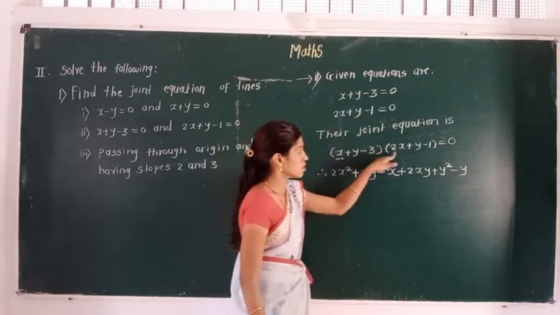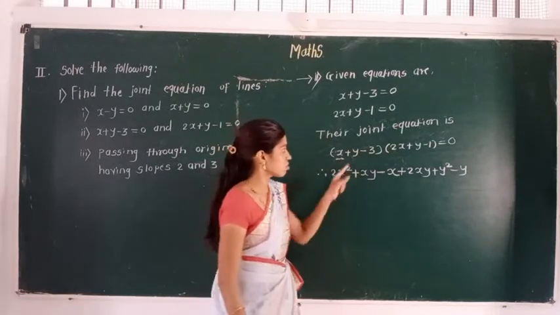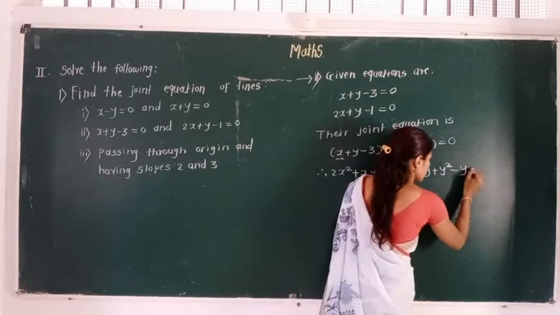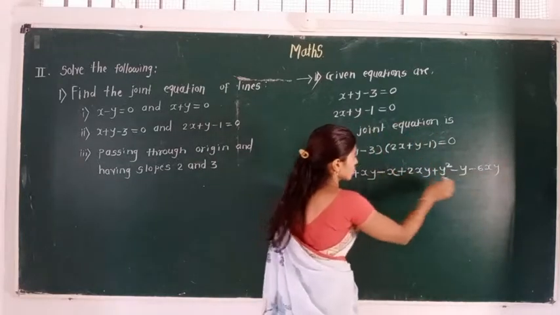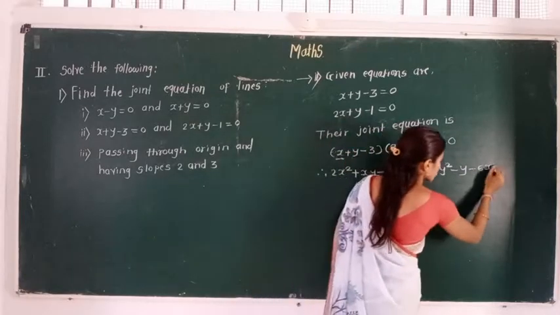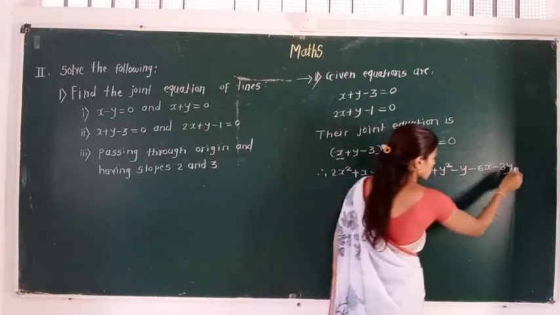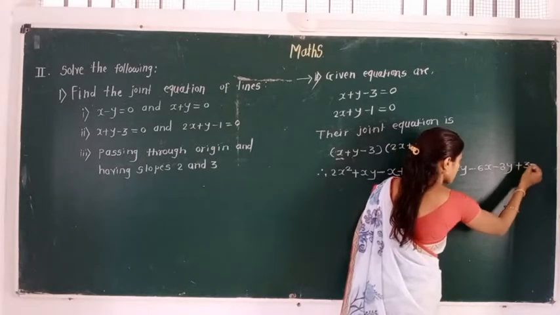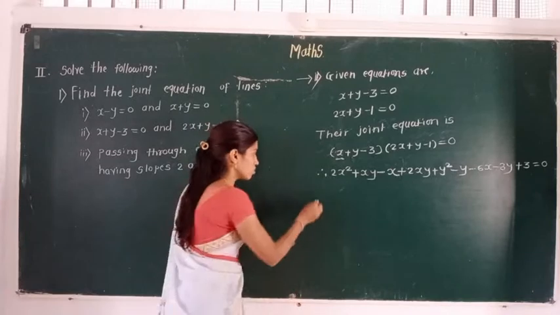So minus 3 into this bracket: minus 3 into 2x, we get minus 6x. Minus 3 into y, we get minus 3y, minus 3 into minus 1, we get plus 3, is equal to 0. Now simplify this equation.